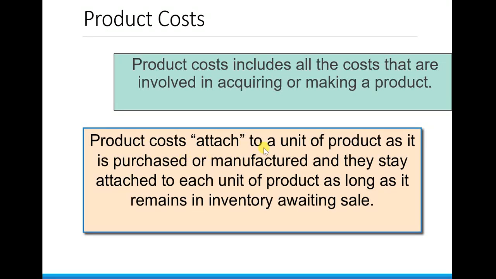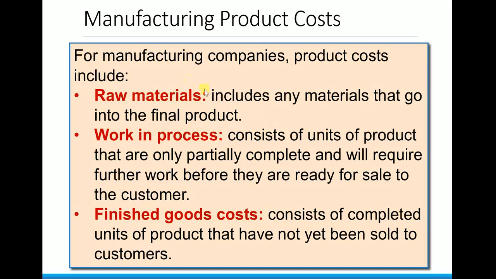Product costs attach to a unit of a product as it is purchased or manufactured, and they stay attached to each unit of a product as long as it remains in the inventory waiting for the sale. So examples of the product cost in a manufacturing company are the raw material, and then work in process, and then the finished goods cost. These costs are all called the product cost.